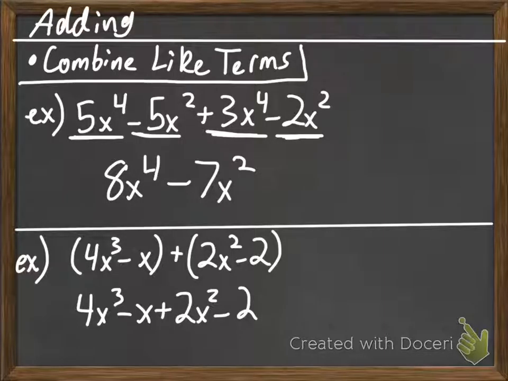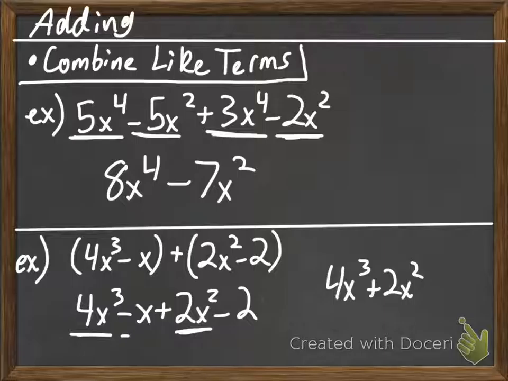So we look for our biggest monomial. We have 4x to the third. We don't have anything to combine it with, so we just rewrite 4x to the third. Next we have a 2x squared. We don't have anything to combine it with there, so we just rewrite plus 2x squared. Next we have our negative x. Nothing to combine with there. And finally our minus 2.